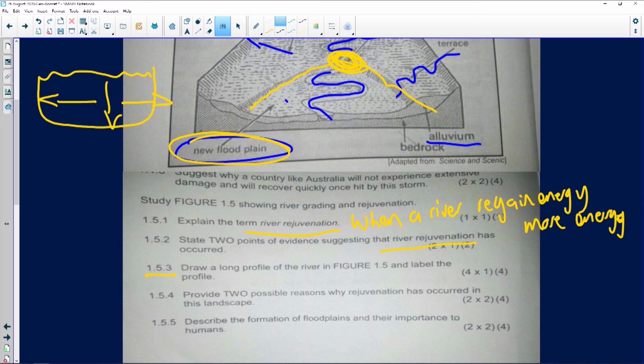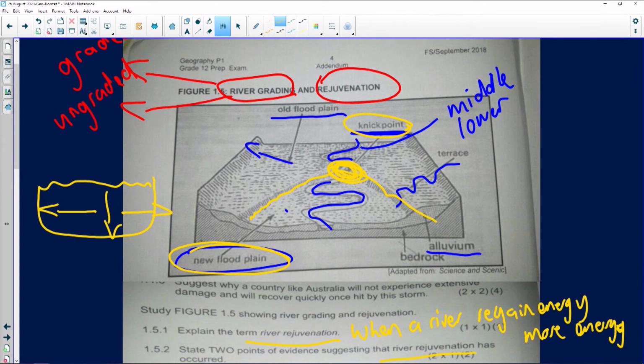Now, 1.5.3: draw a long profile of the river in figure 1.5 and label the profile. That's exactly what I explained over there. It's not a graded river anymore because we have the ungraded profile. There's a nick point, there's a new floodplain.